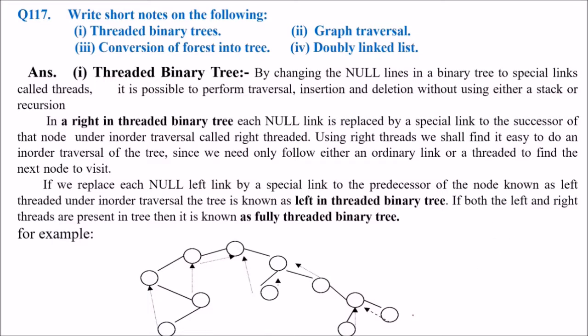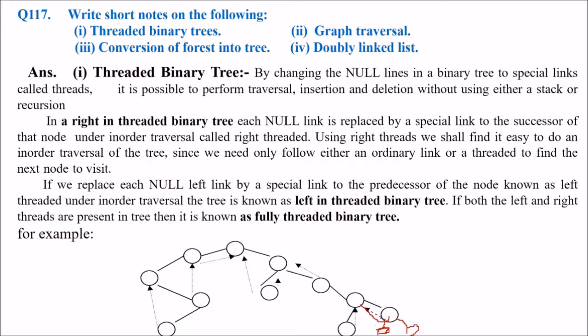Say you have a node, and this node has null here and null here, so it has no left child or right child. It is a leaf, you can say. So why not put an address rather than having null, an address of the previous one? By changing the null links in a binary tree to special links, which are called threads, it is possible to perform the traversal.